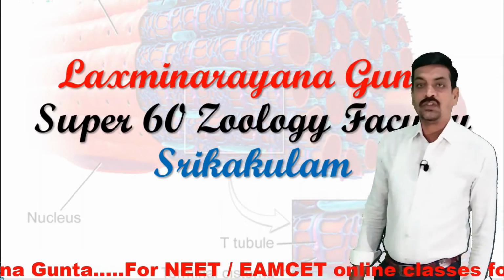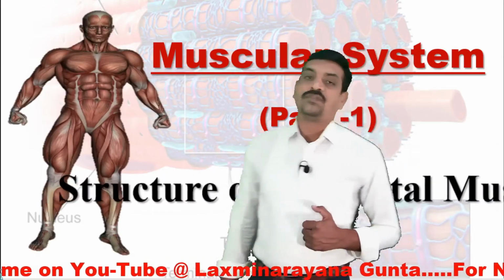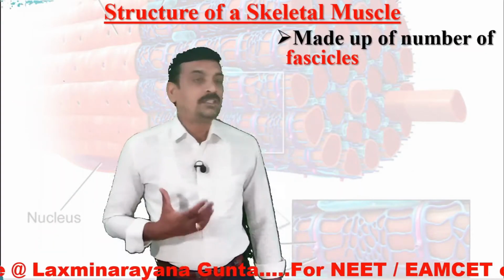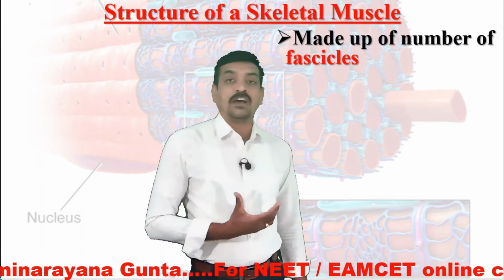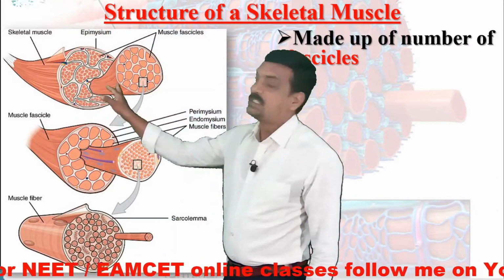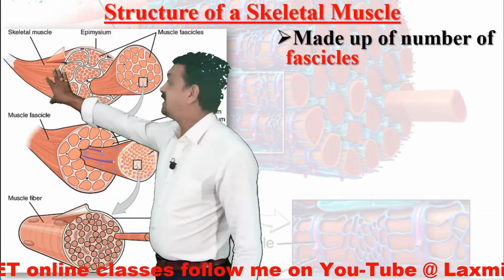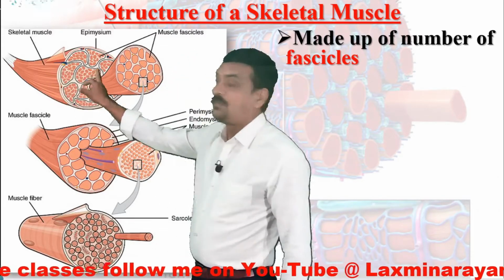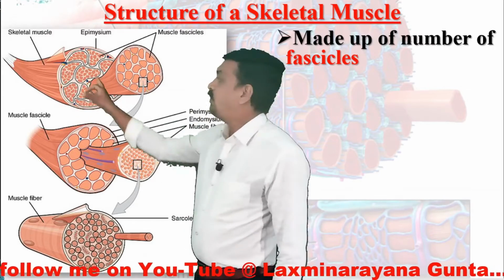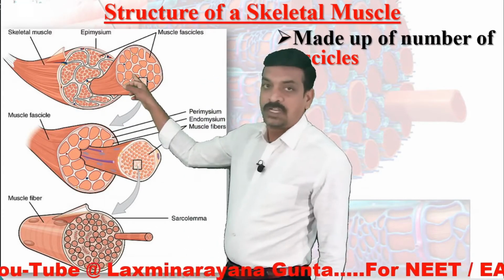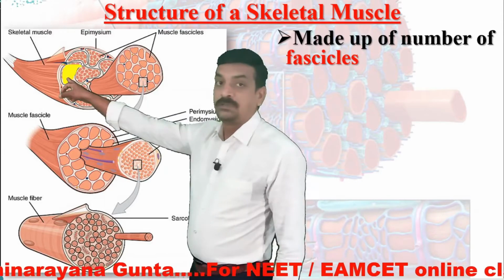Today we are going to discuss the structure of a skeletal muscle. Muscles are made up of a number of fascicles. Here in this diagram you can observe a skeletal muscle. This skeletal muscle is made up of a number of fascicles. One fascicle is taken out and shown here. Here you can observe the fascicle.